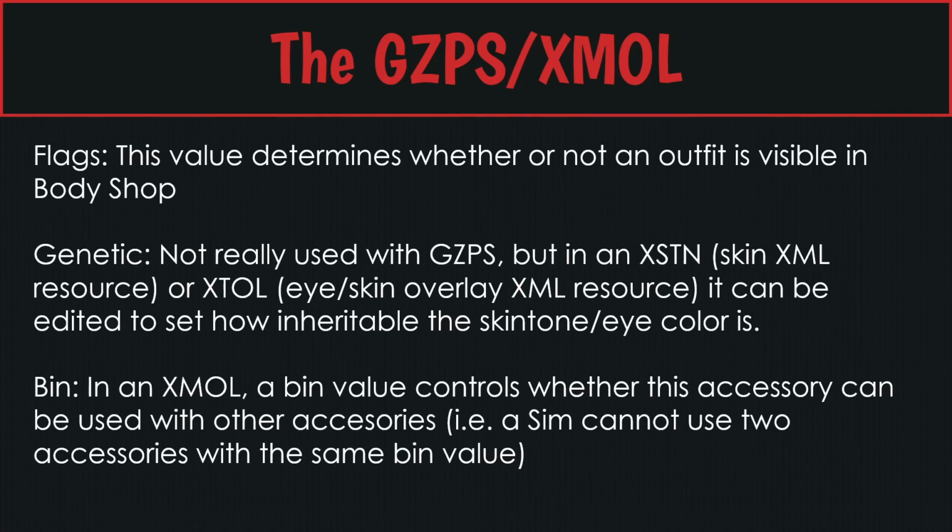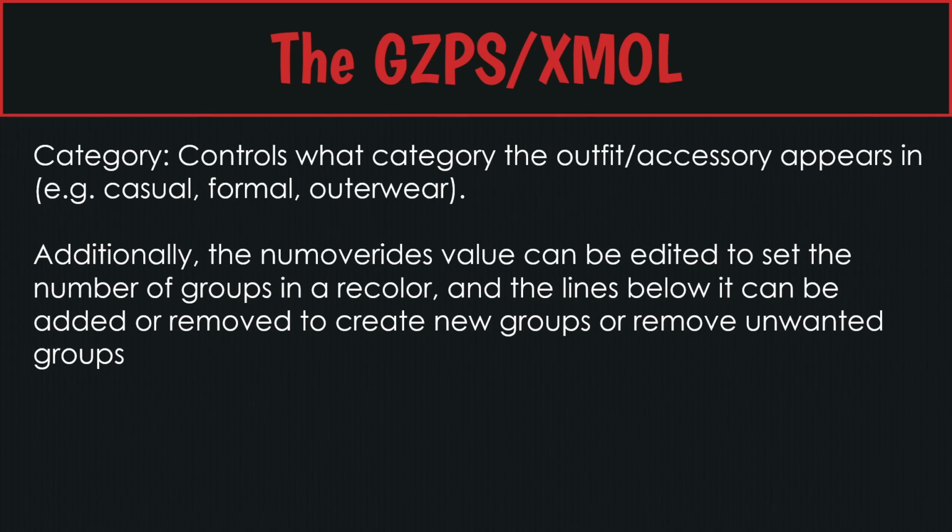If I have a horned helmet that has a bin value of, say, 54, that's already on the sim, and I try to add a non-horned helmet with the same bin value, I wouldn't be able to have both on the sim at the same time. It would be one or the other. Category. This controls which category the outfit accessory appears in. That's casual, formal, outerwear, swimwear, etc. And finally, the num overrides value can be edited to set the number of groups in a recolor.